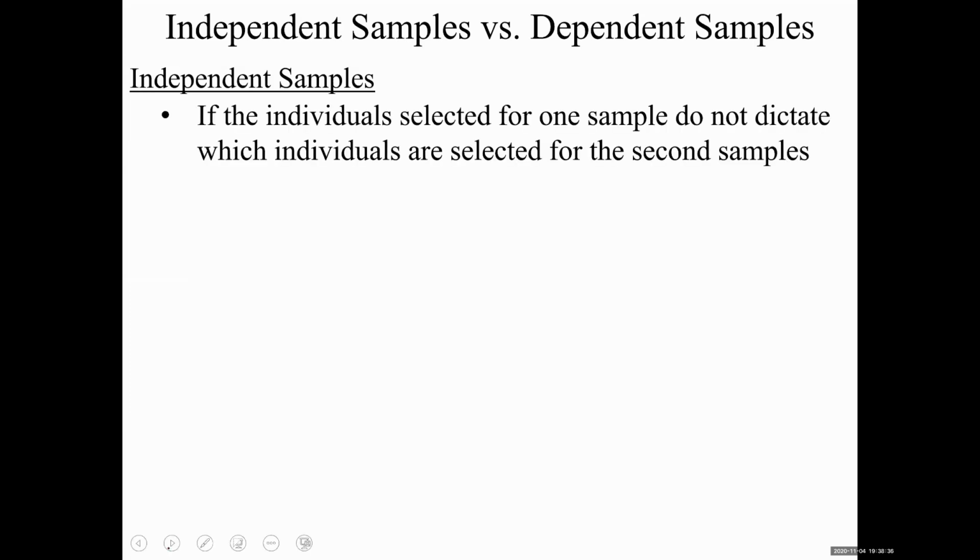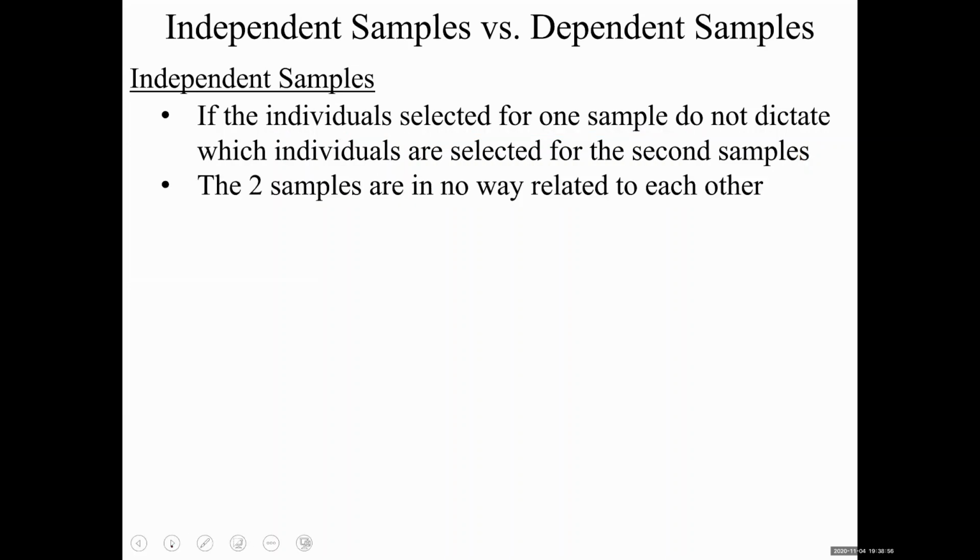Okay, let's talk about independent samples. This first sentence I copied straight from the book. If the individuals selected for one sample do not dictate which individuals are selected for the second sample, there should not be an S here, then the samples are independent. In other words, once you've selected the first one, if you have no idea what the second one is, you have to go and select again, then they're independent samples. If the samples are in no way related to each other, they're independent samples.